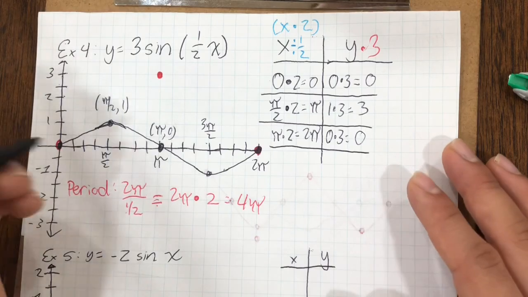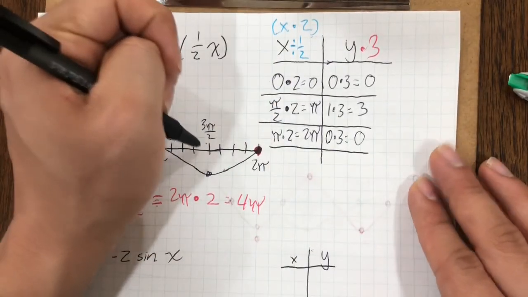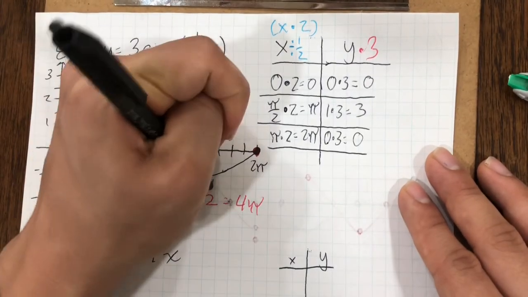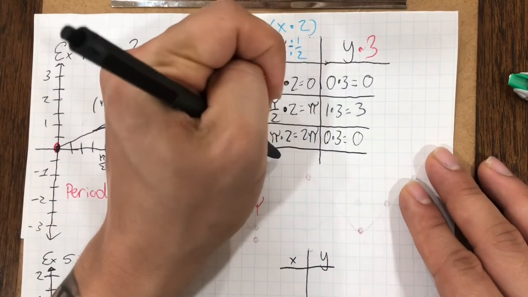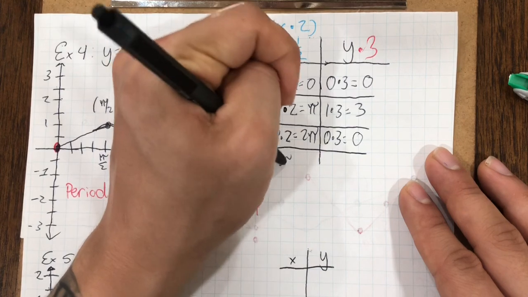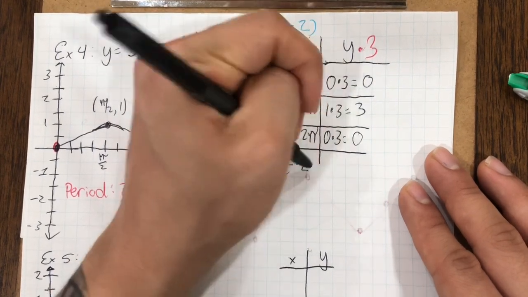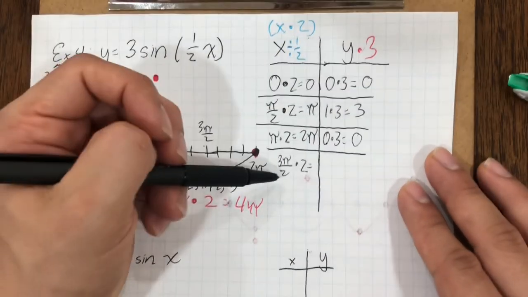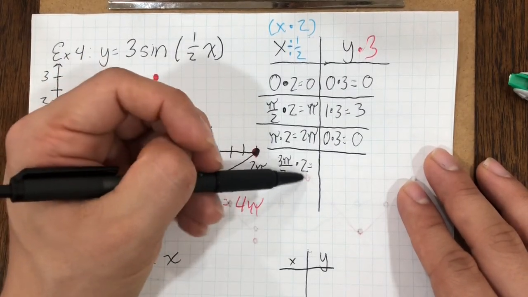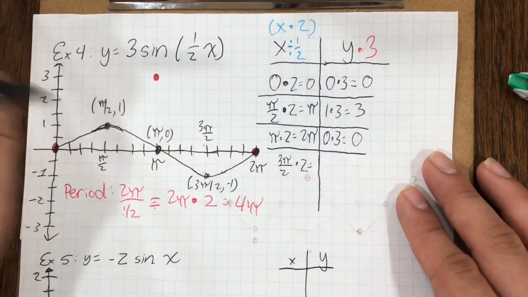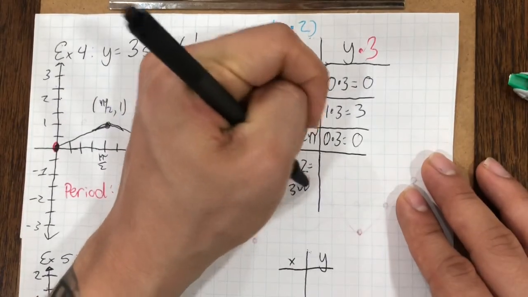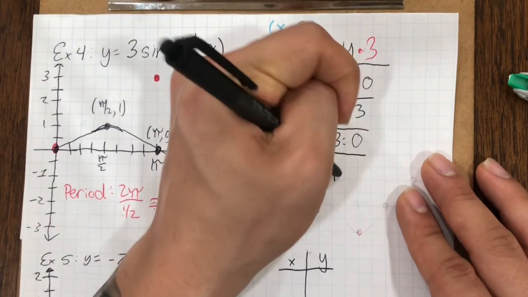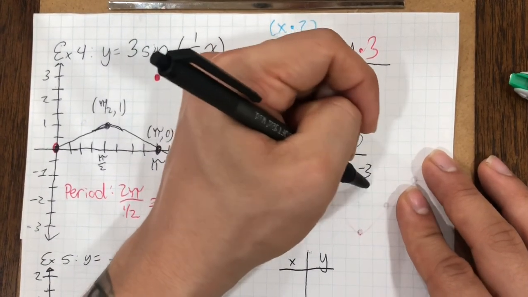So my next point is 3 pi over 2, -1. Over here I have 3 pi over 2 times 2. If I multiply these two, that becomes 6 pi over 2, which simplifies to 3 pi. So I have 3 pi, and -1 times 3 gives me -3.